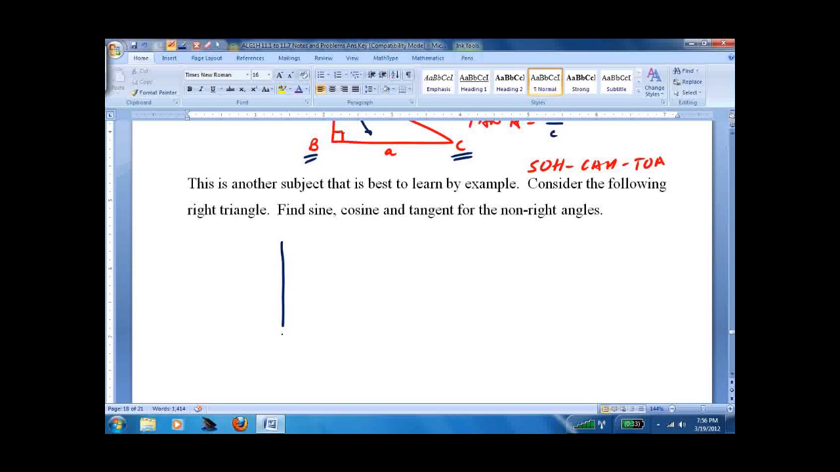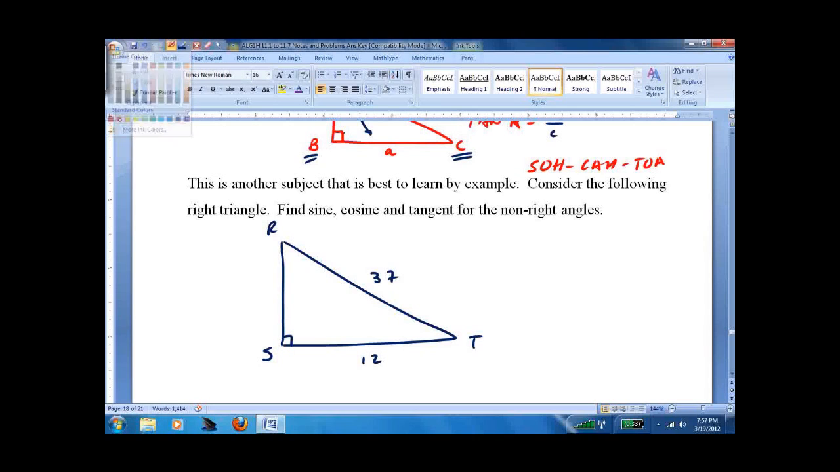So here's a triangle. There's three sides, and go ahead and find the ratios for sine of R, cosine of R, tangent of R, and sine of T. I'm going to run out of room here. I'll put it down here. Sine of T, cosine of T, tan of T.